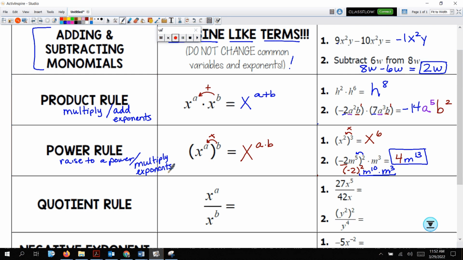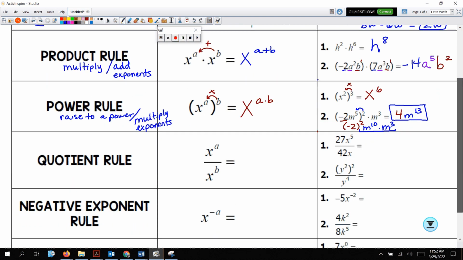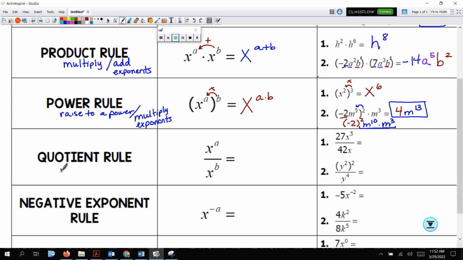When we use the quotient rule, we're actually dividing. If you think about it, multiplication and division are opposites, so if you add when you multiply, you're going to subtract when you divide. Okay, so here I have x to the a divided by x to the b. This is x to the a minus b.